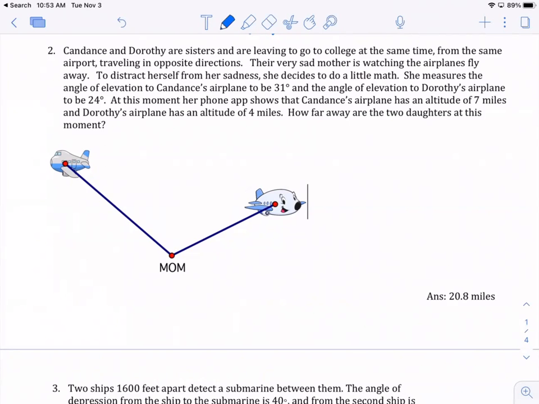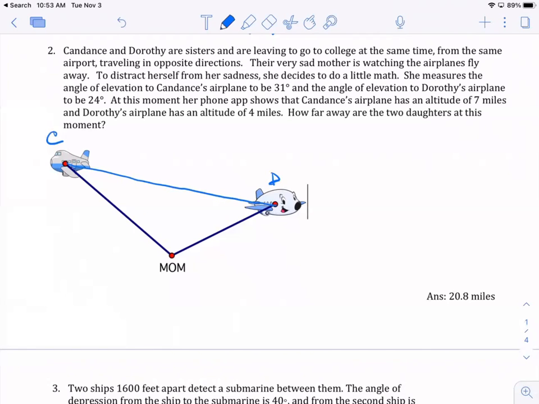Okay, so we're going to help the poor mom and figure out how far away they are. Suggestions as to how we can start putting all this information into our diagram? Can we draw a line between the two planes? Yes, that's what we want to find out. That's what we're interested in finding, that side of the triangle. Which plane is Candace and which is Dorothy? Candace is 31. Oh, no, these are not drawn to scale. I just realized that. I think this should be Dorothy and this should be Candace, only because of the heights.